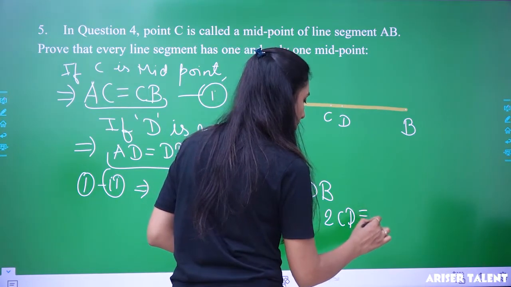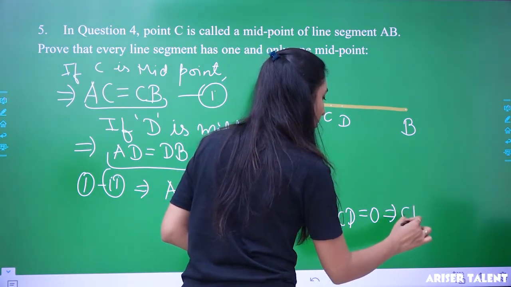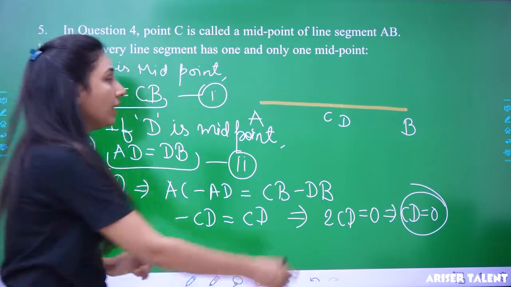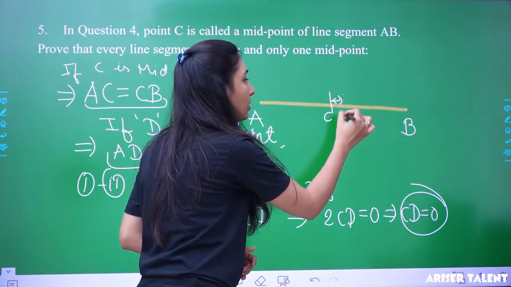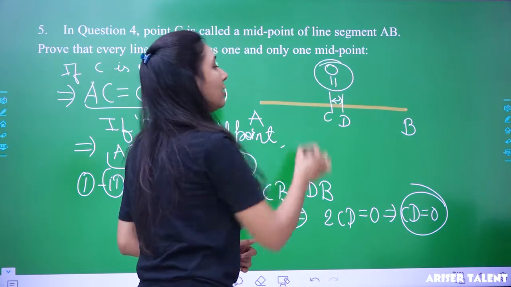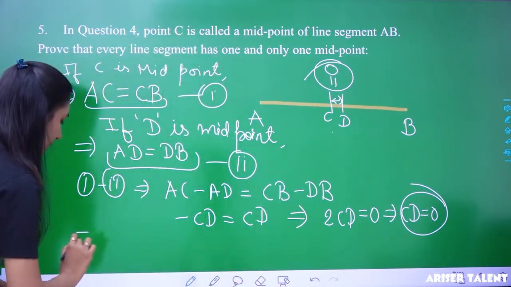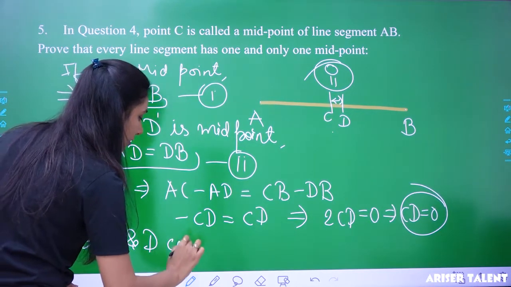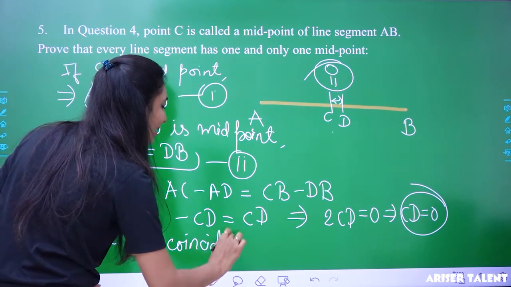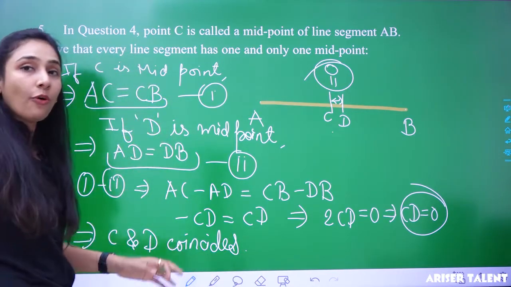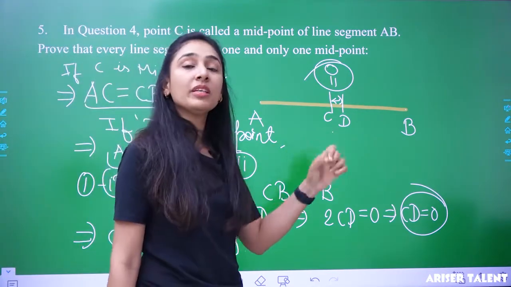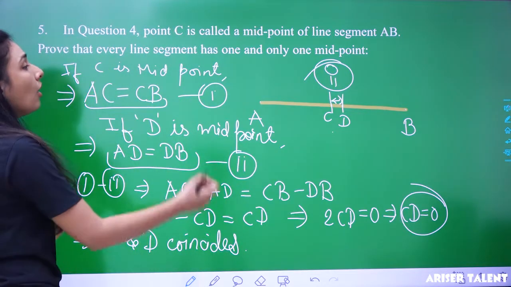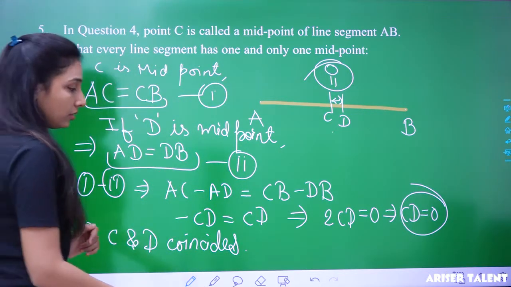That means 2CD is equal to 0, and this implies that CD equals 0, isn't it? If CD equals 0, what does that mean? That means that C and D coincide, and if C and D coincide, they are the same point. So there must be only one midpoint of a line. Okay, so this is about this.